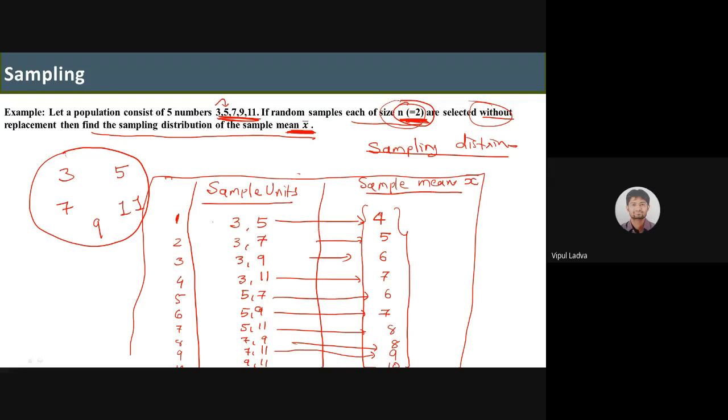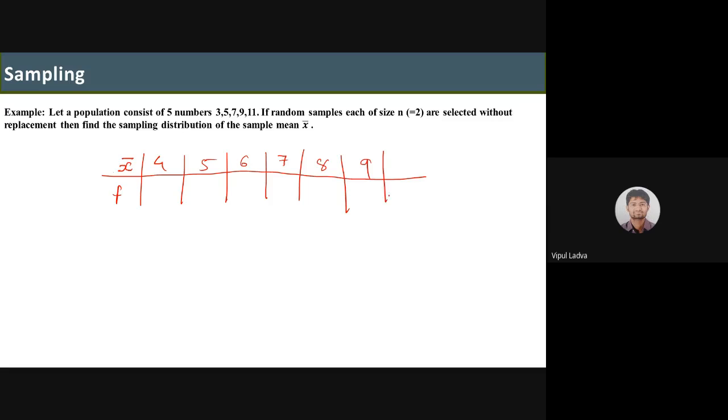Let us try to add the frequency, or we may represent it in another way. I may express this like this also: x bar and its frequency. All the different values of x bar were 4, 5, 6, 7, 8, 9 and 10. I am picking frequencies randomly. Suppose 4 came once, 5 came 1, 6 came 2, 7 came 2, 8 came 2, 9 came once and 10 also came once.